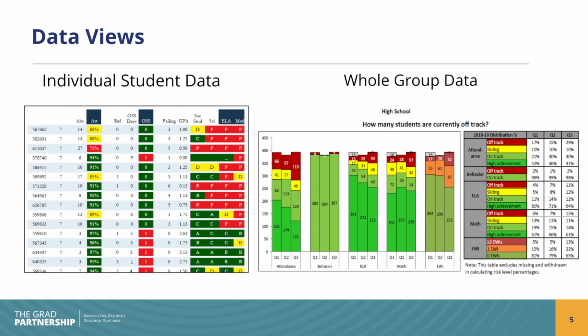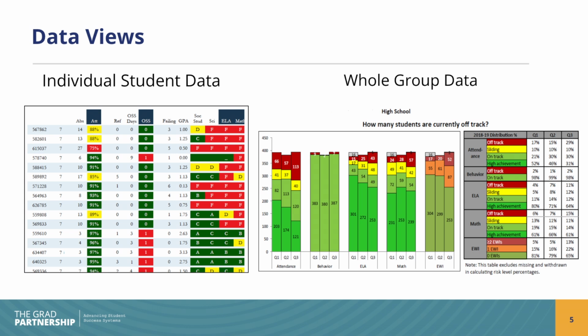Data views refer to how teams look at the student data, for example, at the individual student level or a whole group level. Group level data can be disaggregated to help identify clusters or trends. Whether looking at individual student data or group data, both views allow teams to analyze the two ABCs.